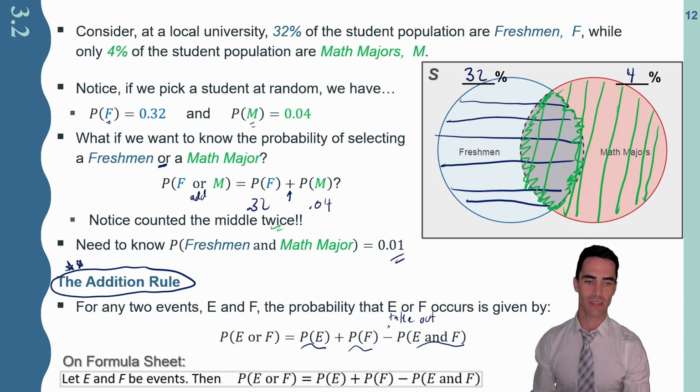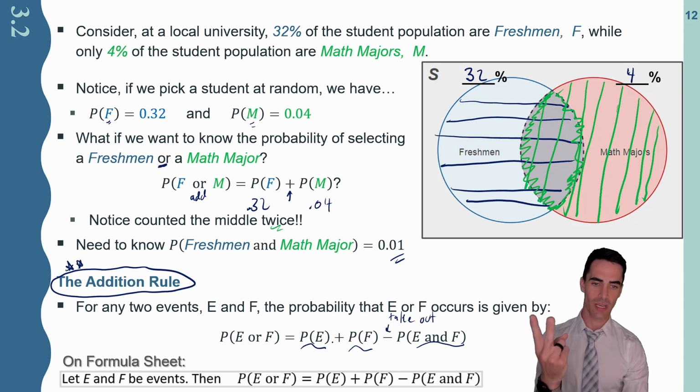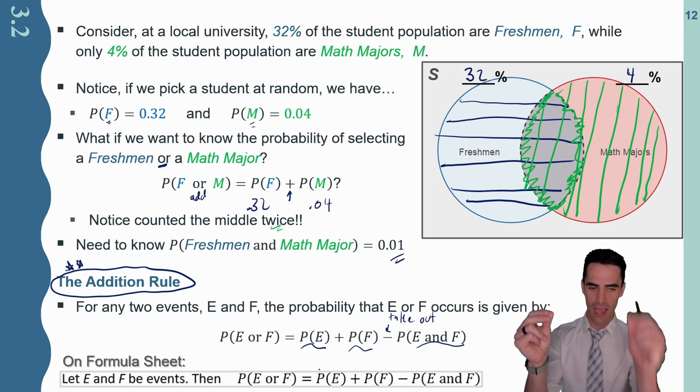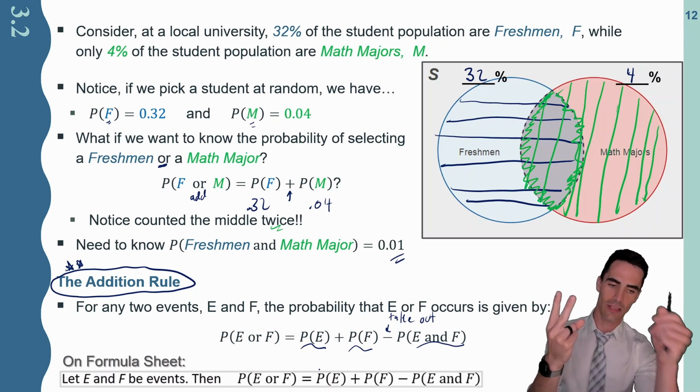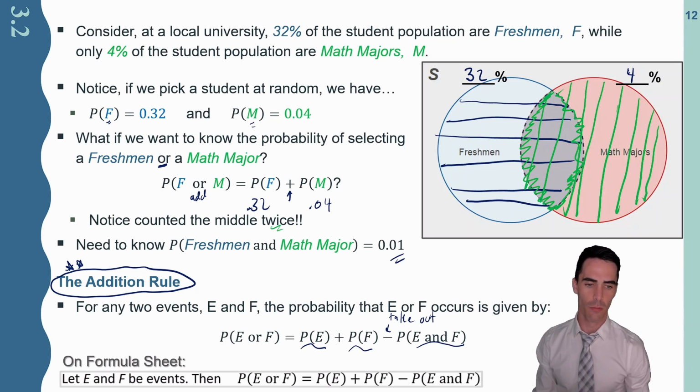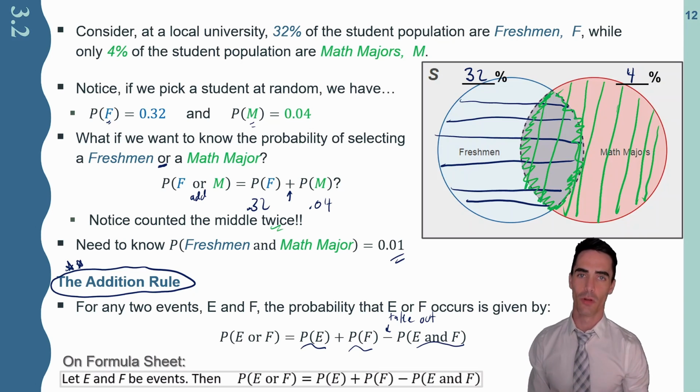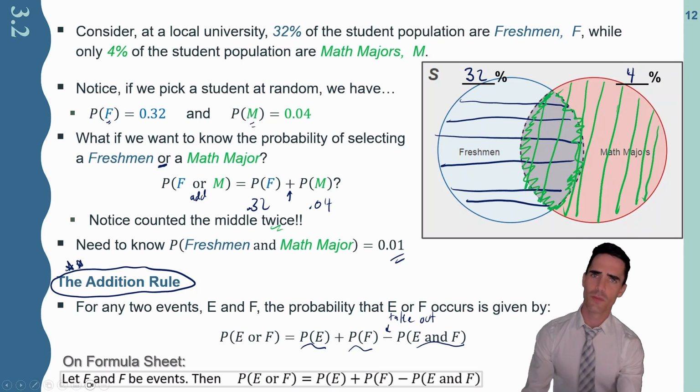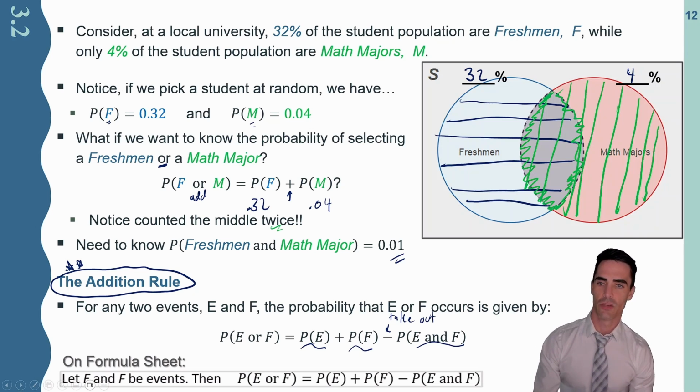And again, the whole reason I want to take out or minus that overlap is because when I do E and F, I counted that overlap twice. And so to take out that extra one, we remove it. And that's exactly what that addition rule is all about. Let's do some examples with this addition rule.